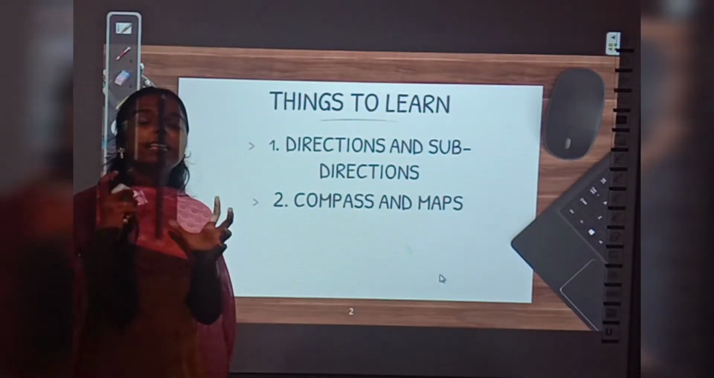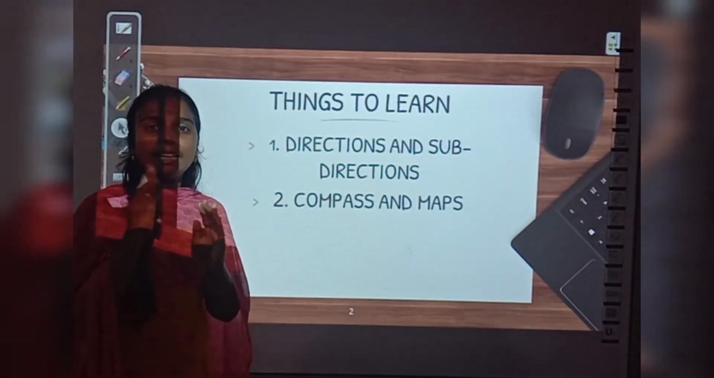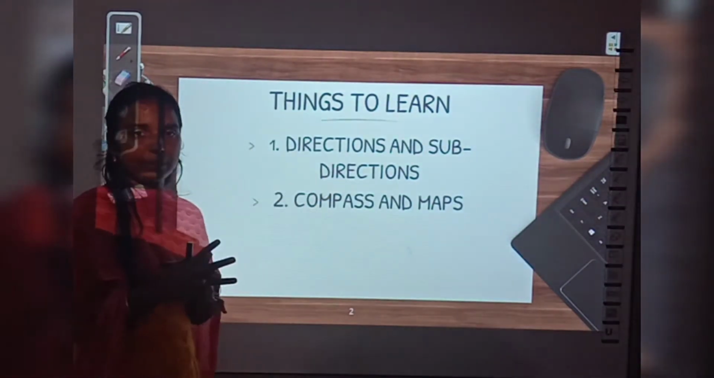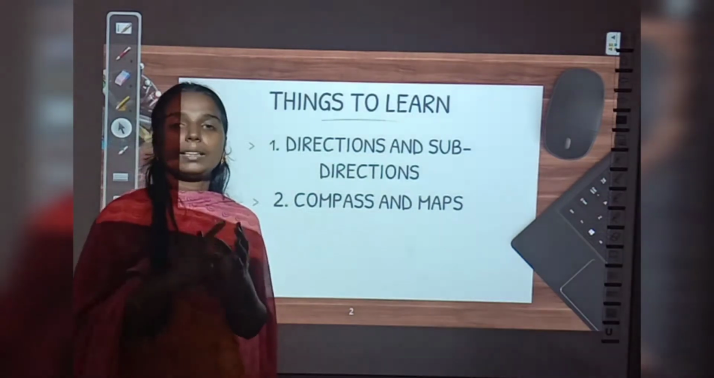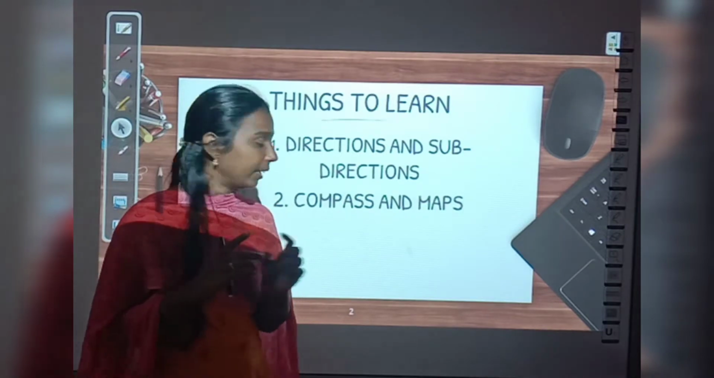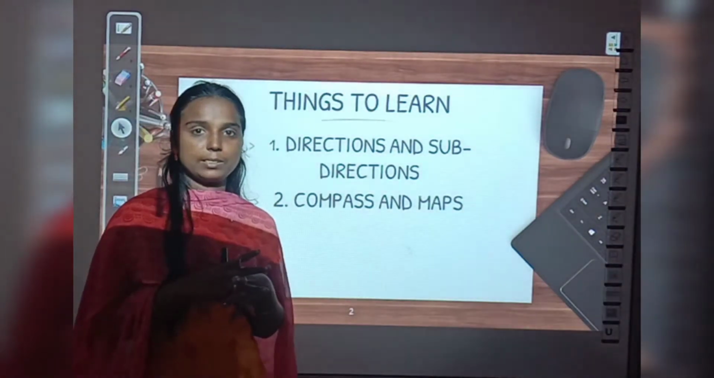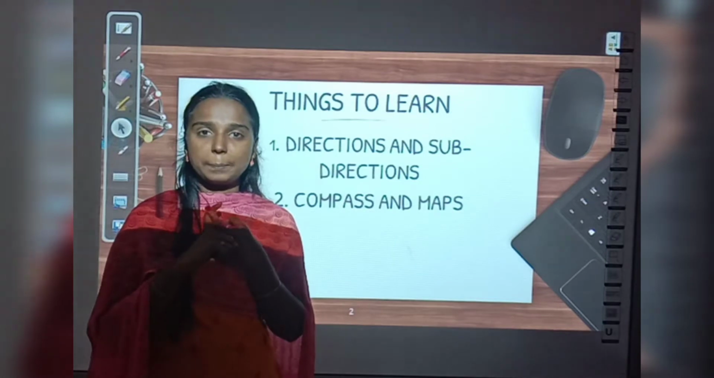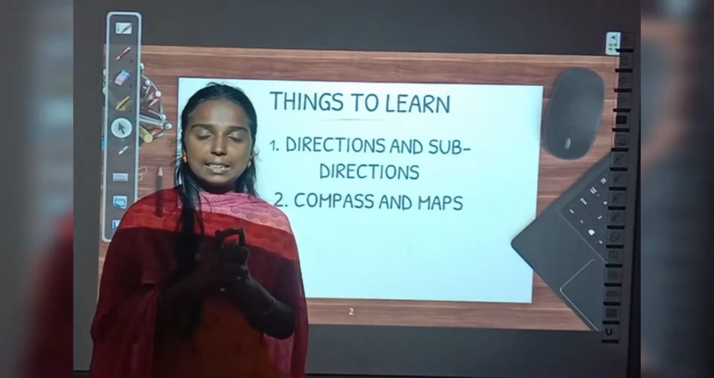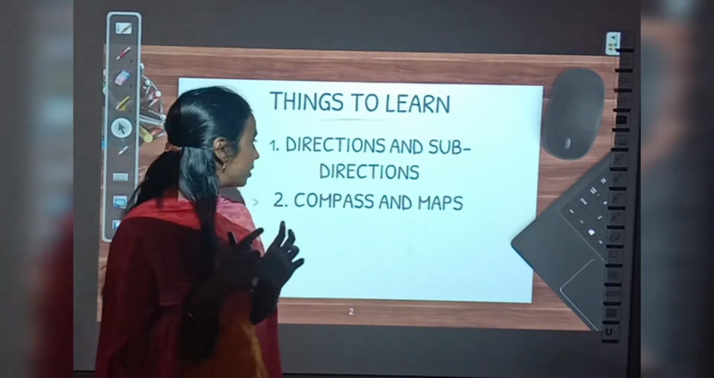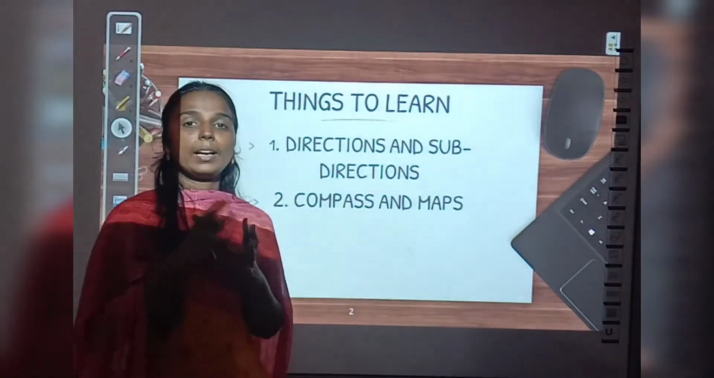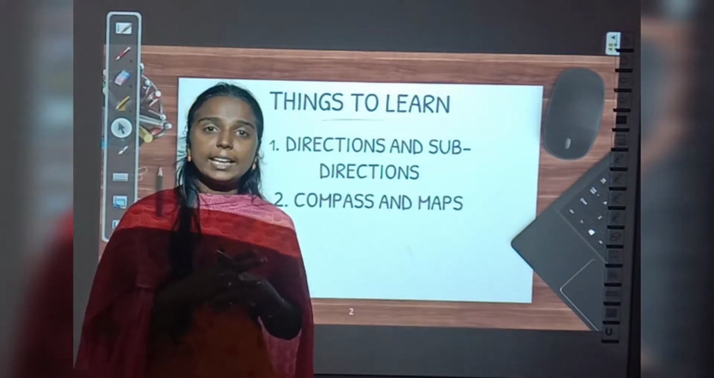See, what are the things you are going to learn in this lesson? At the end of this lesson, what are the things you will know? First, directions and sub-directions. So you will know the 4 main directions we have and what the sub-directions are. And at last, compass and maps. So you will know what a compass is, what a map is, and the uses of the compass and maps. So in this lesson we are going to learn about the directions and sub-directions and also what a compass and maps are and their uses.